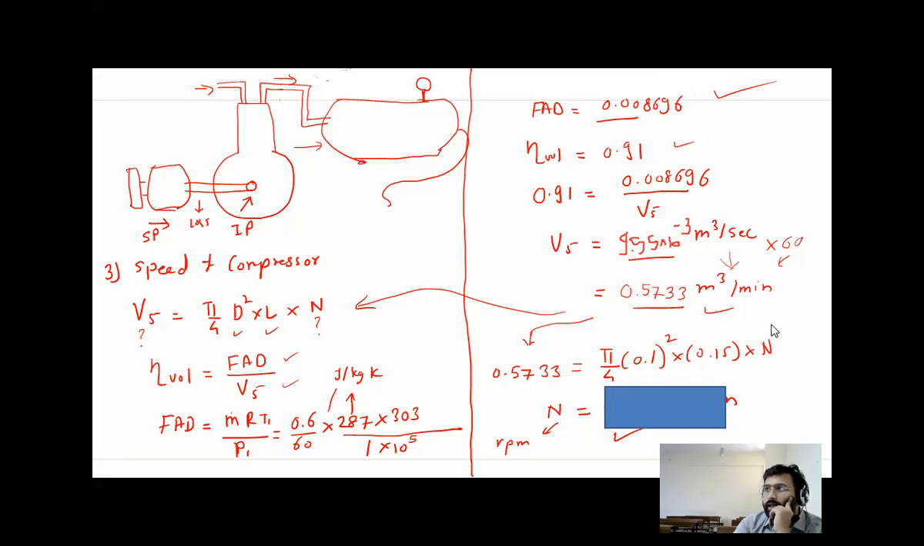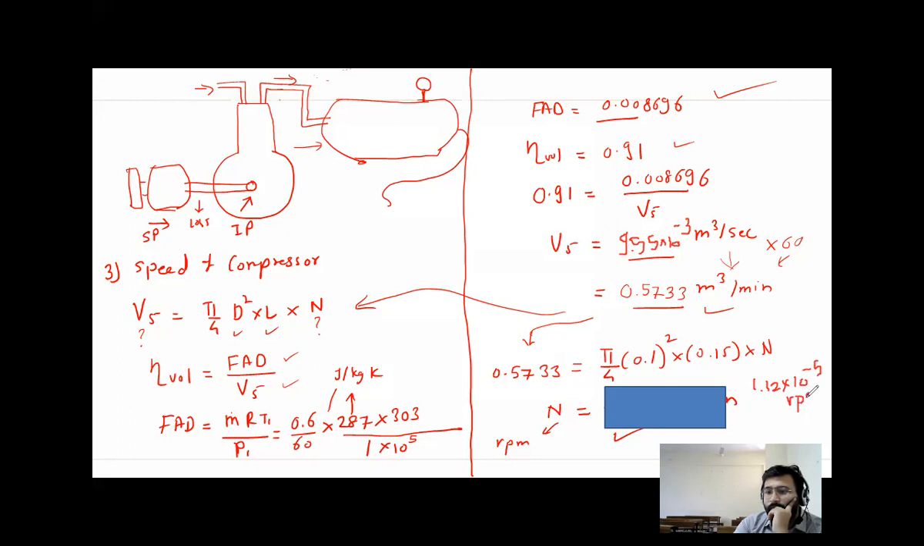You don't need to do the step of conversion into meter cube at this stage. Directly you can take 9.55 into 10 to the power minus 3 here on the LHS. Calculate n. 486, how much? 1.12 into 10 to the power minus 4... What will be the unit? RPS, right? Because this is in meter cube per second, so this will be RPS.